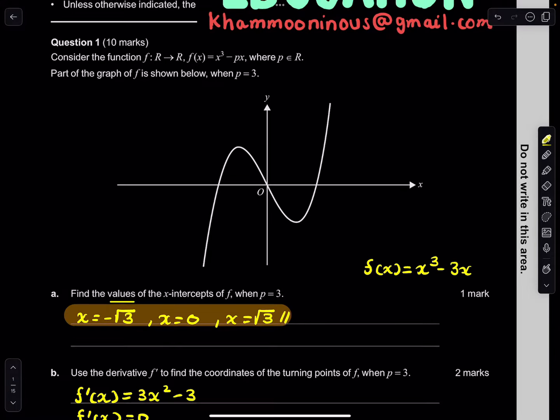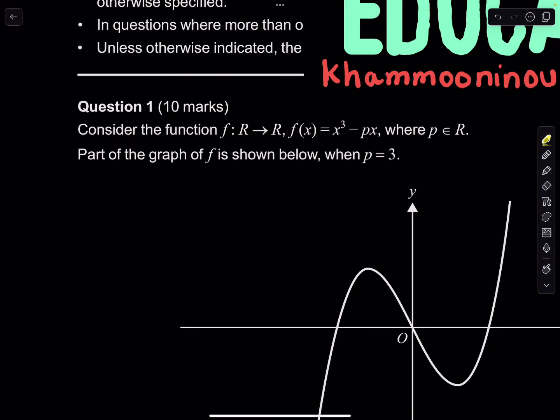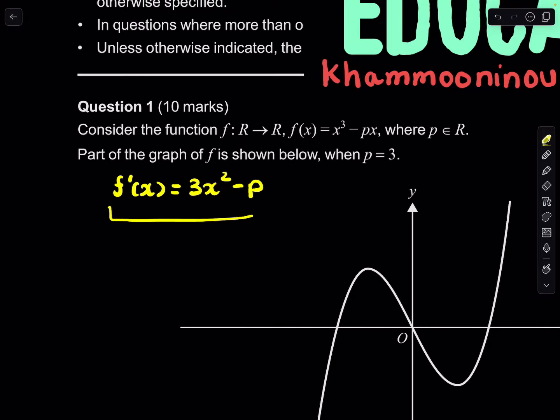Well, let's think about it. Let's go back to the original function. To find stationary points, we find the derivative, don't we? So when we find stationary points, we normally find the derivative, which is 3x squared in this case, minus p. And the number of solutions that we get when we solve this equal to 0 is the number of stationary points.